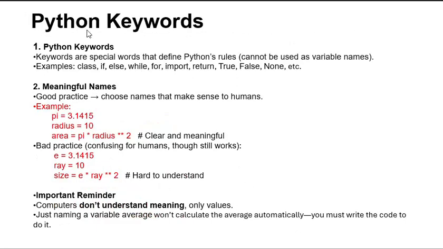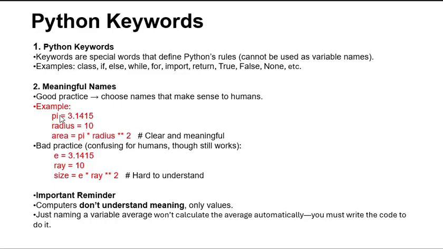I have told you that Python keywords are not used in the variable names. Let us see what are all the Python keywords. Keywords are special words that define Python's rules. They cannot be used as variable names. Let us see what are all the Python keywords here: class, if, else, while, for, import, return, true, false, none. These are all the Python special keywords. Let us see.